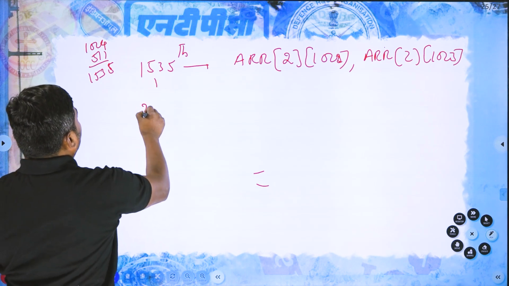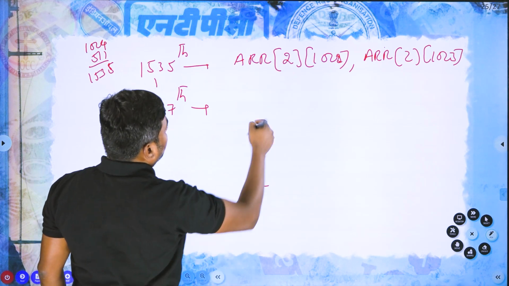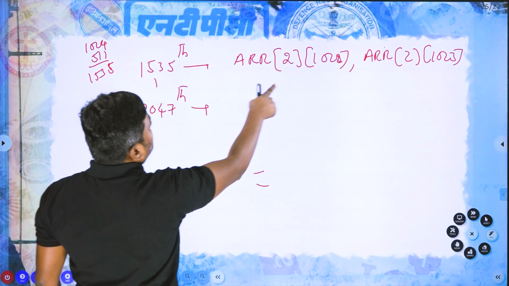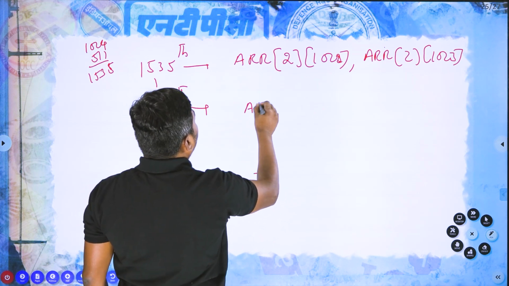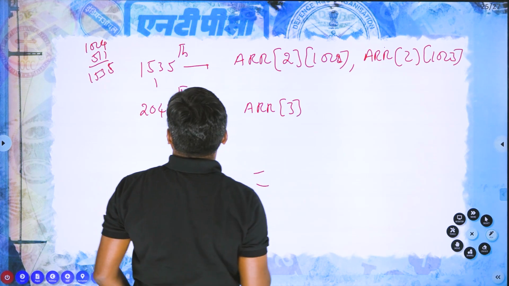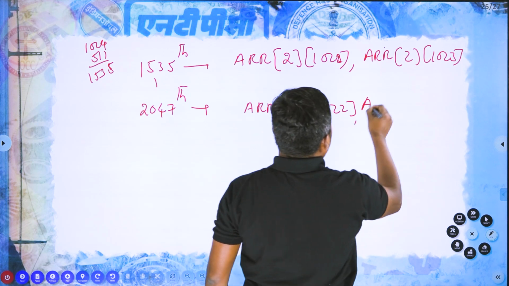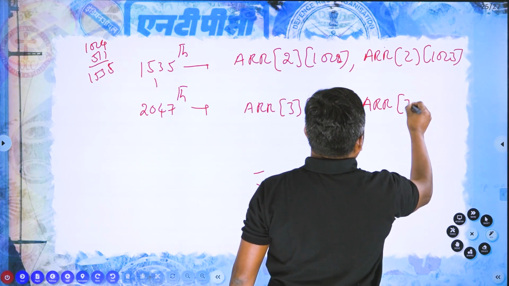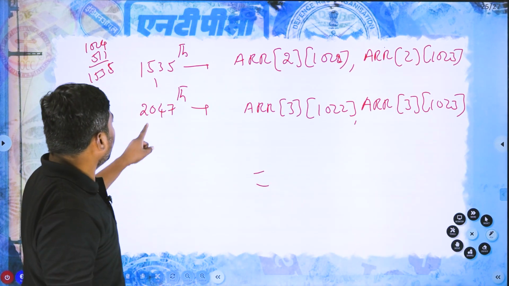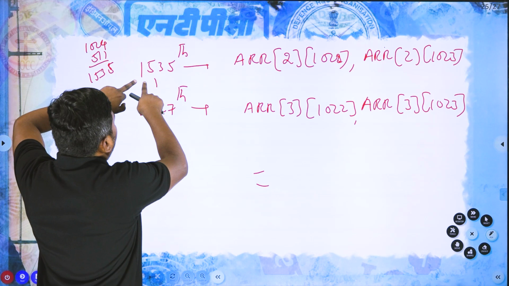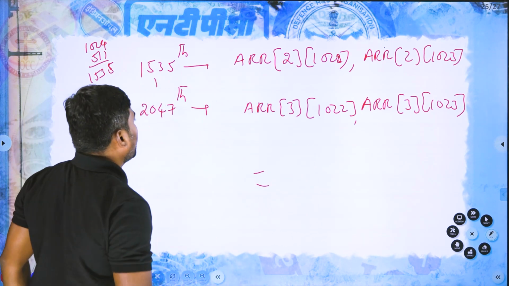Similarly, if I go to the 2047th block as the last row, the next one, 1536, will start the third row, A of 3 of 0, right? This will contain ARR of 3, correct or not? 3 of 1022, comma ARR of 3 of 1023. Getting my point? I hope you are getting it. 2047, like if I write, 1536 will be the start of the third row, correct or not? Ending will be this one, correct or not?